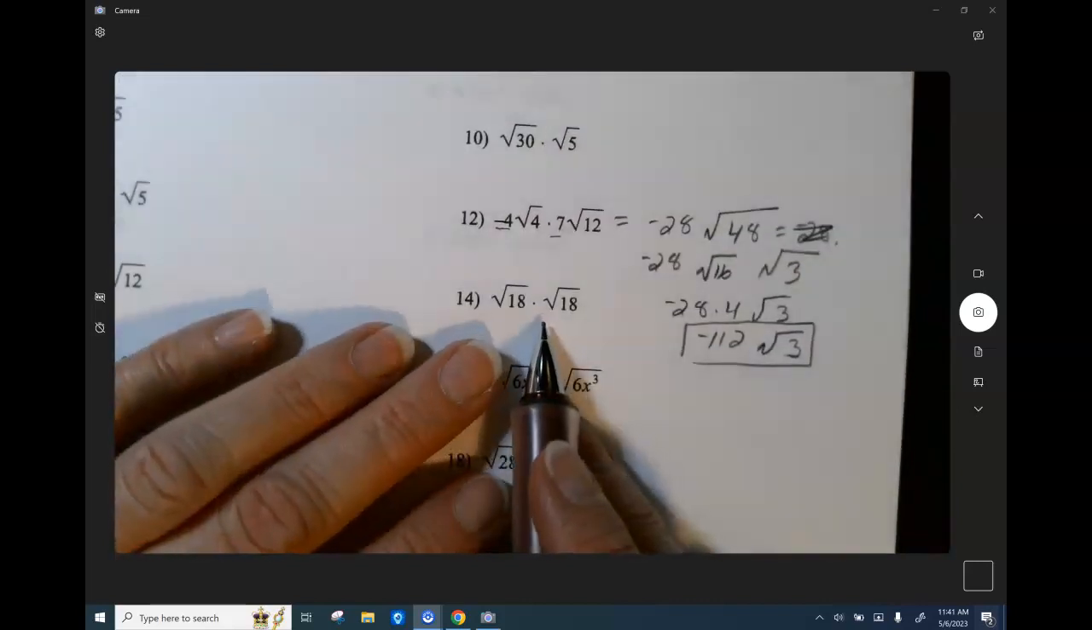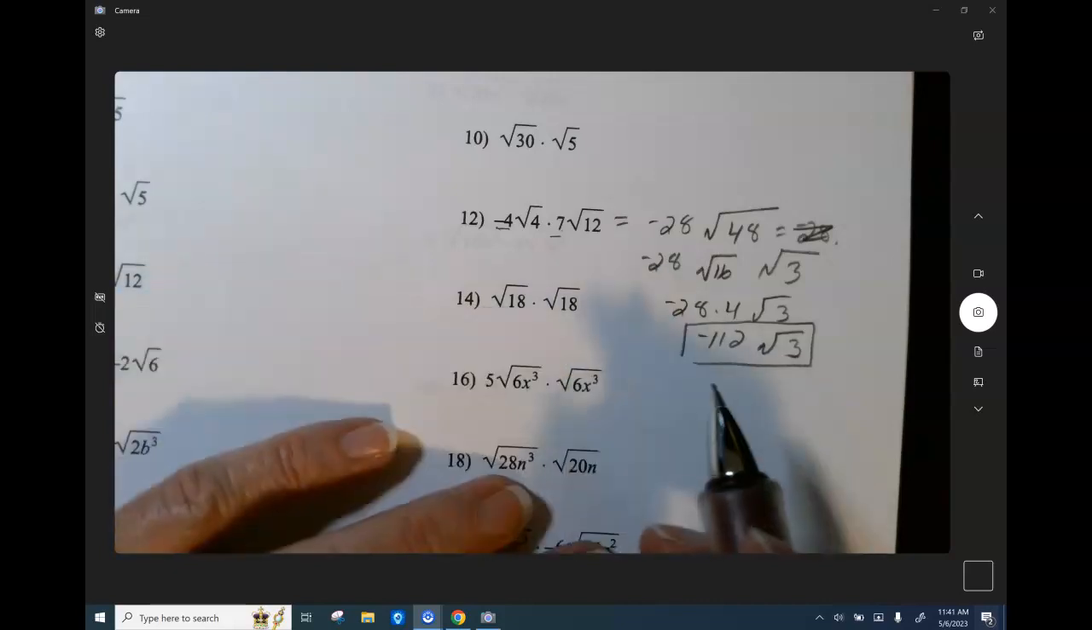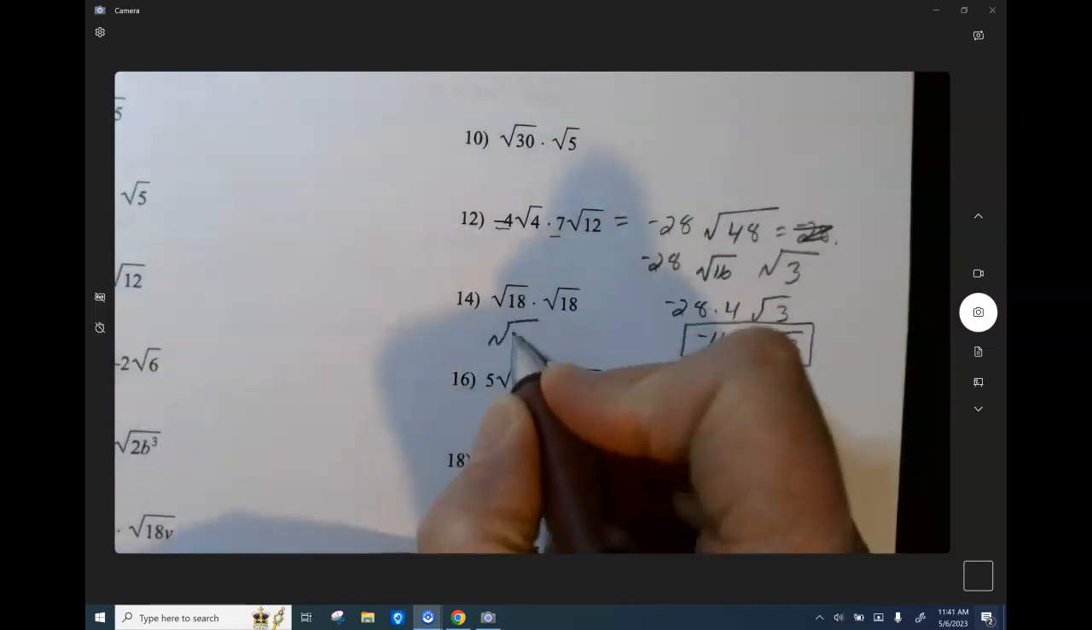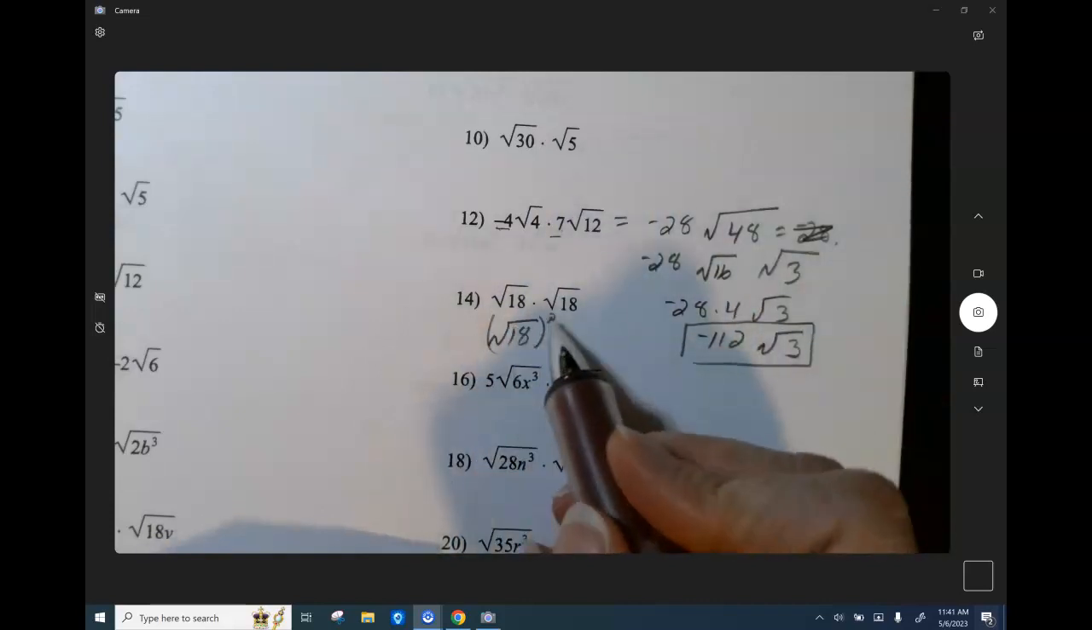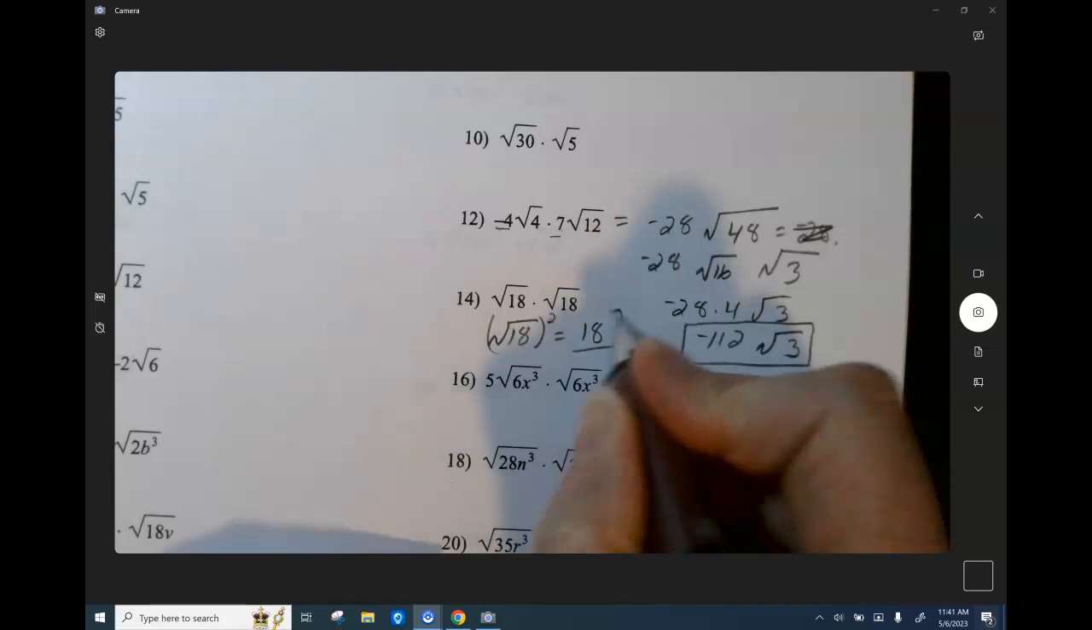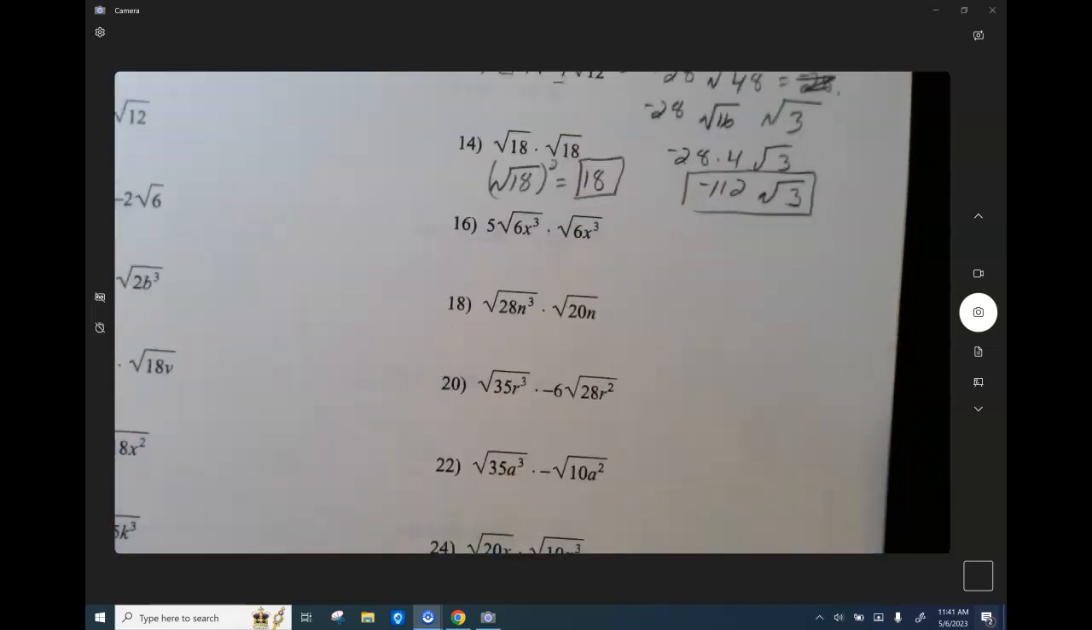Oh, hey, this one's a cool one. Look, you have square root 18 times square root 18. Well, wouldn't that just be the square root of 18 squared? And if I have a square root squared, doesn't that just give me what's on the inside? Yeah, they were trying to trick us. We're too smart for that.